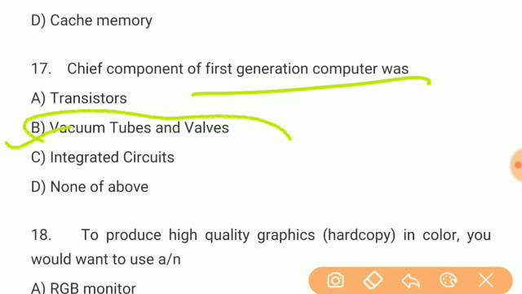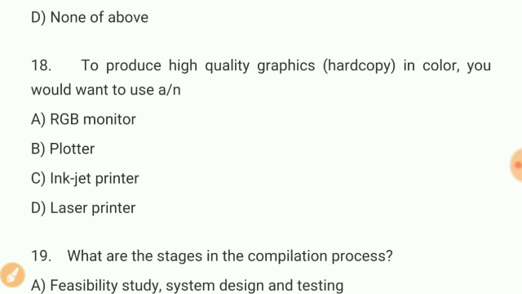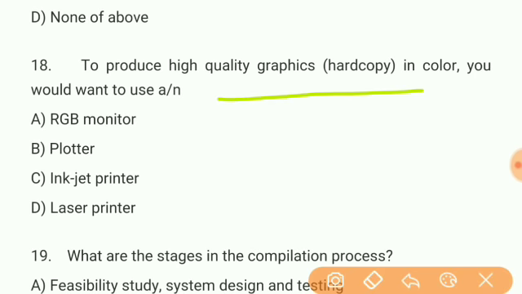Vacuum tubes and valves. So the components of the first generation computer are vacuum tubes and valves. Then number 18, to produce high quality graphics or hard copy in color, you would want to use what?